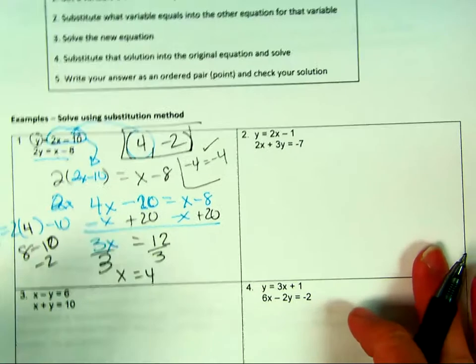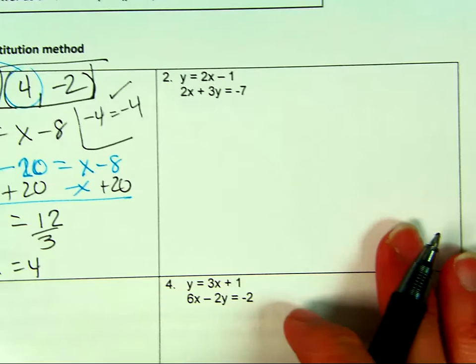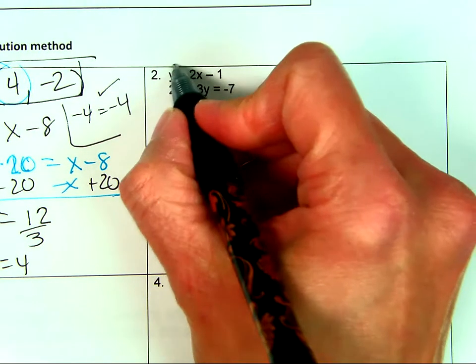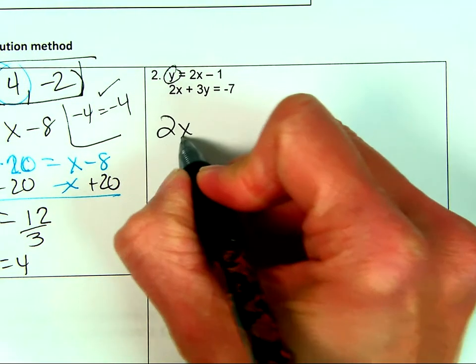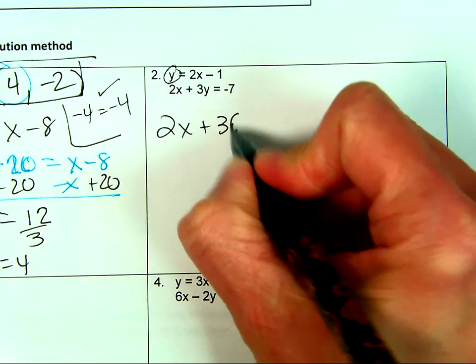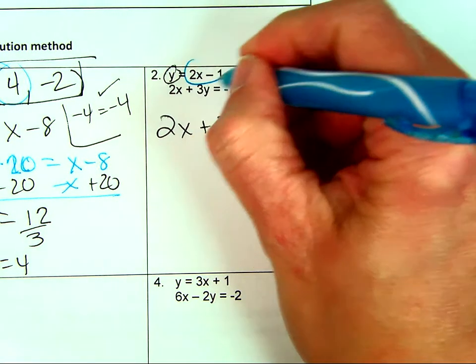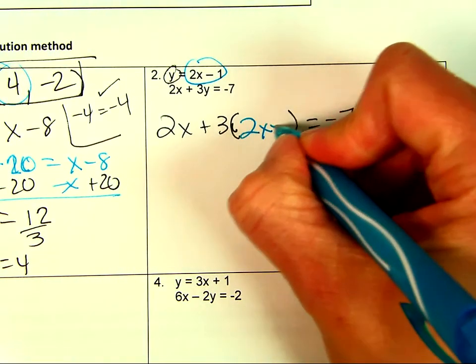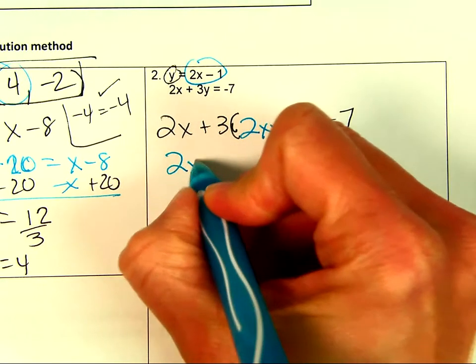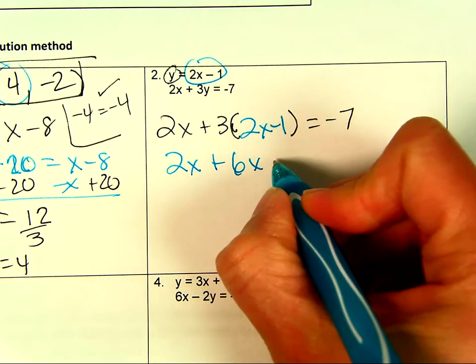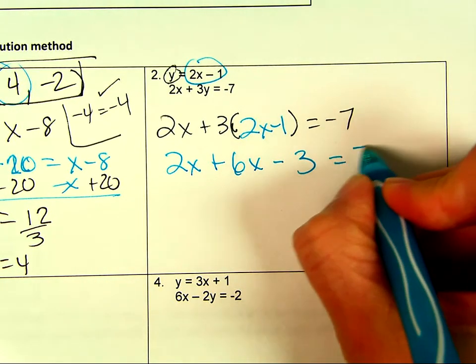All right, on to this one. So we have y all by itself again. So I'm going to take 2x plus 3y equals negative 7, and instead of y, what am I going to do? Put what y equals. So 2x minus 1. So 2x plus 6x minus 3 equals negative 7.